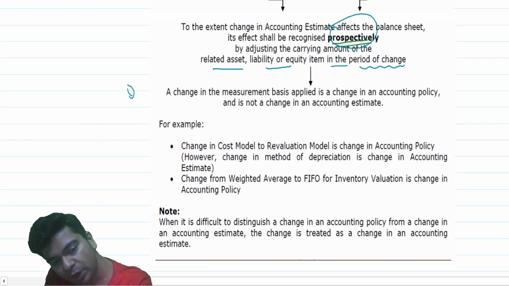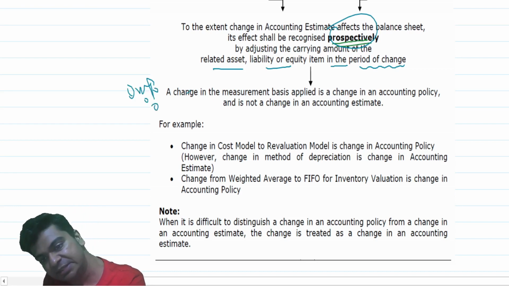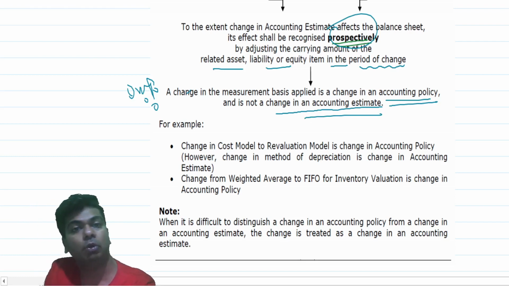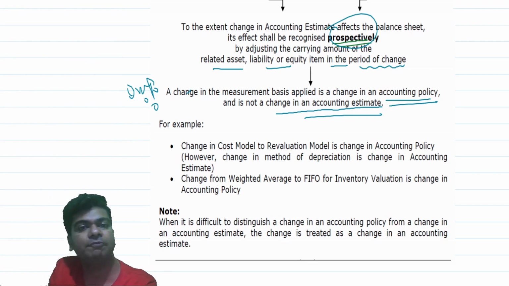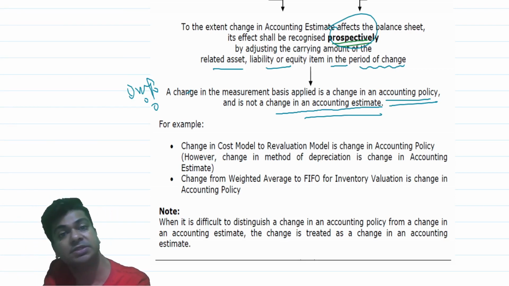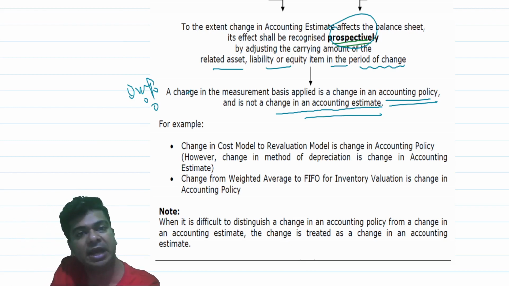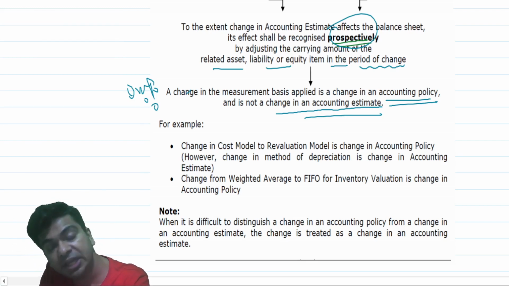Similarly, a change in the measurement basis. This is an important point that we are discussing now. A change in the measurement basis applied is a change in an accounting policy and not a change in the accounting estimate. For example, you are moving from cost model to revaluation model. This is changing the way the items of PPE will be measured. You cannot say this is a change in accounting estimate. This is a change in accounting policy. From FIFO method, you are moving to weighted average method. This will be considered to be a change in accounting policy, not a change in accounting estimate, right?